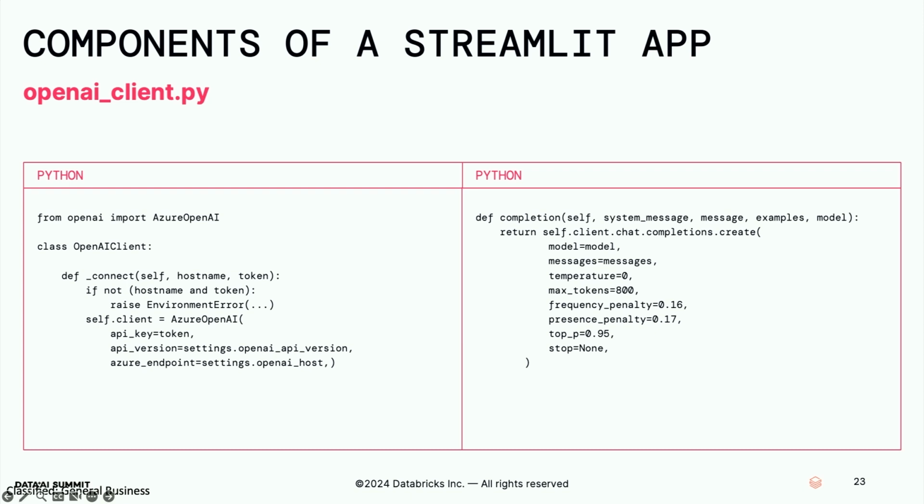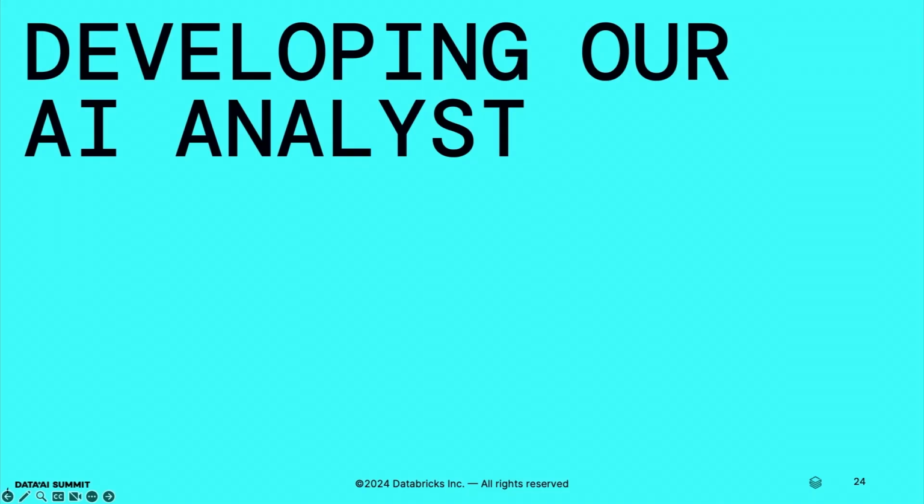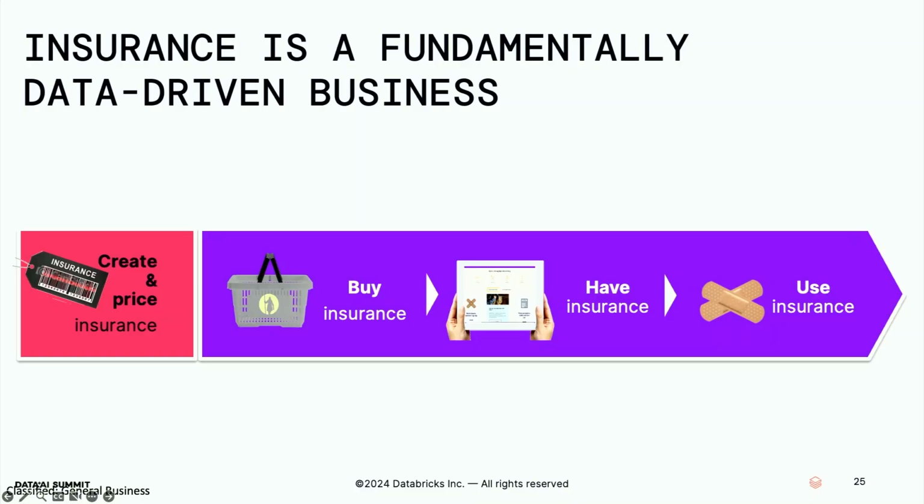Okay, so with these tools, we then went on to actually investigate our problem, and that is developing an AI analyst. Because in insurance, as I mentioned before, insurance is a fundamentally data-driven business. So your journey as a customer with an insurance company might look something like this. The insurer has created products and priced them, and then you would typically buy insurance. You have it, you manage it, and then you might at some point need to use insurance.